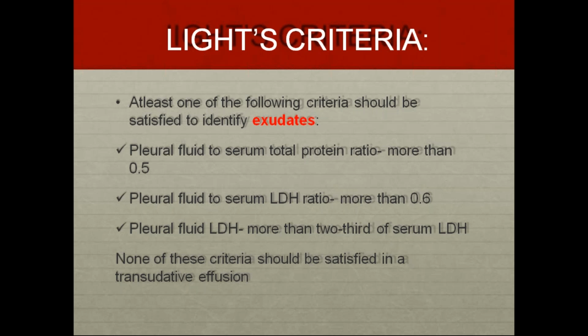So coming to the topic again, exudative Light's criteria: the pleural fluid to serum total protein ratio more than 0.5, pleural fluid to serum LDH ratio more than 0.6, and pleural fluid LDH more than 2/3 of the serum LDH. If none of these criteria is met, then it is a transudative effusion.